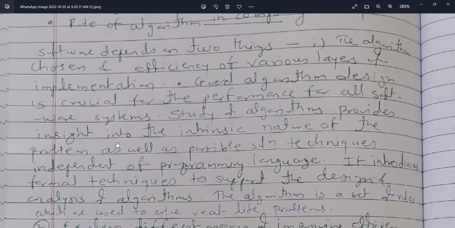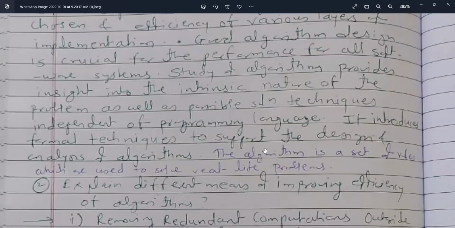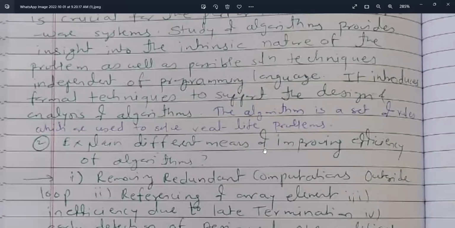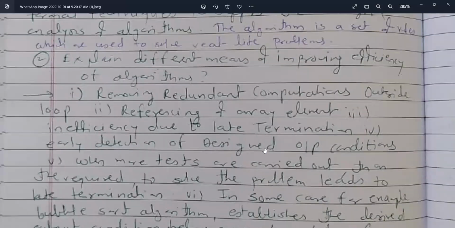Study of algorithm provides insight into the intrinsic nature of the problem as well as possible solution techniques, independent of programming language. It introduces formal techniques to support the design and analysis of algorithm. The algorithm is a set of rules which are used to solve real-life problems.